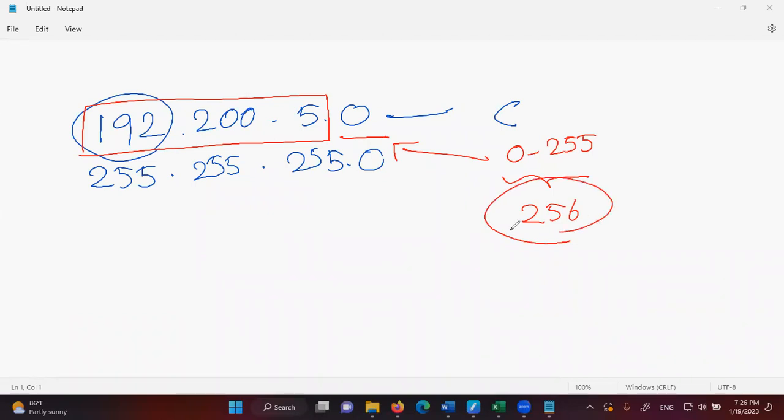So if we have only 10 or 20 computers in our network, it is not ethical to use all these 256 IP addresses and waste the rest of the IP addresses which we are not using, right?